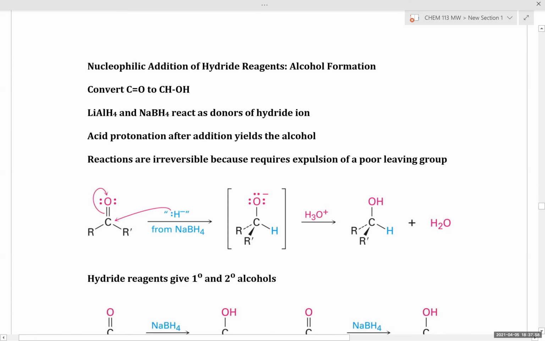Let's now discuss the addition of hydride reagents into carbonyls to generate alcohols. Lithium aluminum hydride and sodium borohydride react as hydride donors. This reaction is functionally irreversible because you're never going to be able to kick out hydride as a leaving group. Generally, carbon anions and hydride are terrible leaving groups. We'll see a few exceptions, but in most cases, you're never going to kick out an alkyl group or hydride as a leaving group.